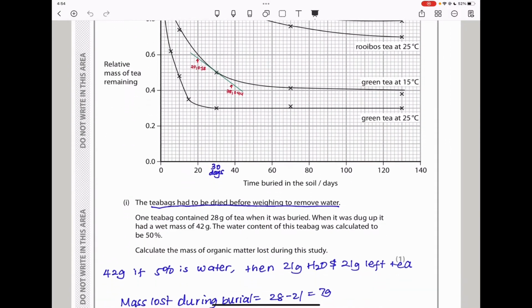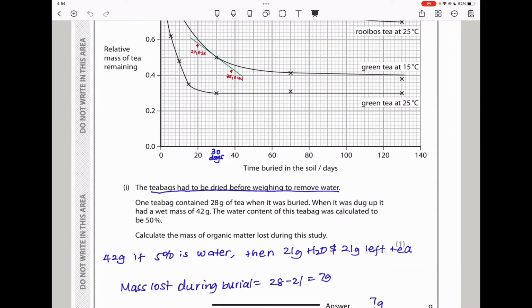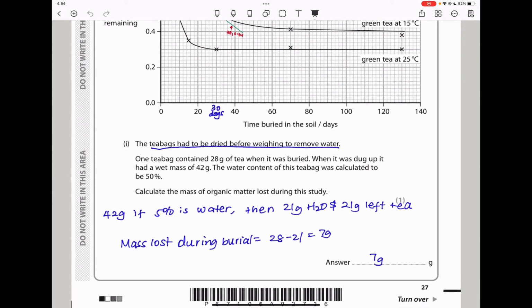So, okay, let's continue down here. They say the tea bags had to be dried before weighing to remove water. One tea bag contained 28 grams of tea when it was buried. When it was dug up, it had a mass of 42 grams. The water content of the tea bag was calculated to be 50%. Calculate the mass of organic matter lost during this study.